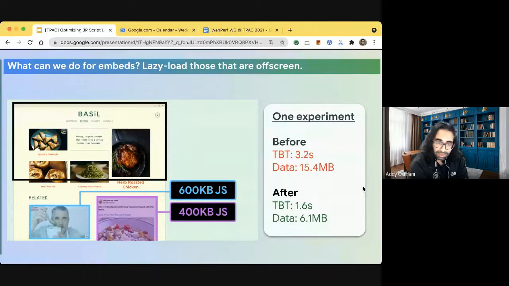A lot of this is done in the lab rather than the field. But we've seen some significant improvements in some cases to total blocking time, as well as significant improvements to data savings when we're only loading embeds when a user scrolls closer to them. So that's one potential intervention a browser could explore: lazy loading iframes, lazy loading embeds that are off screen.